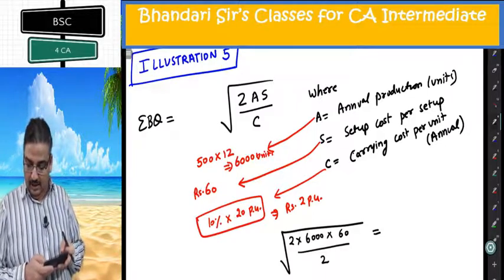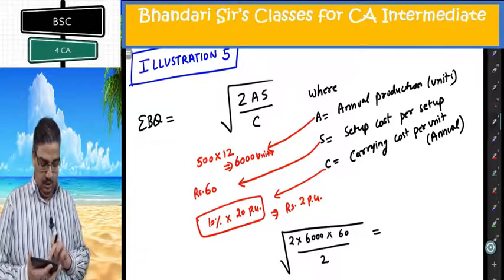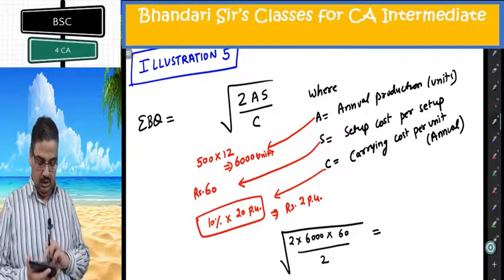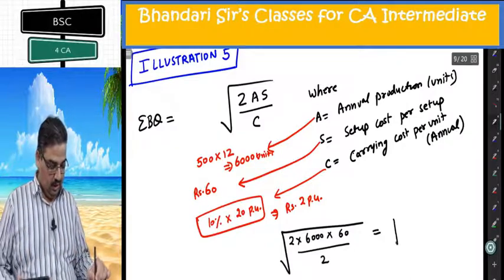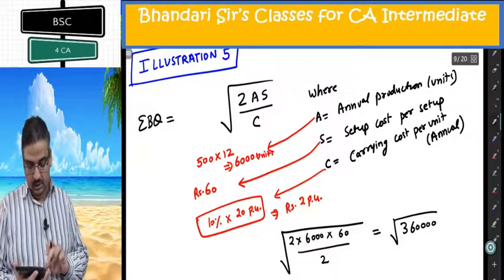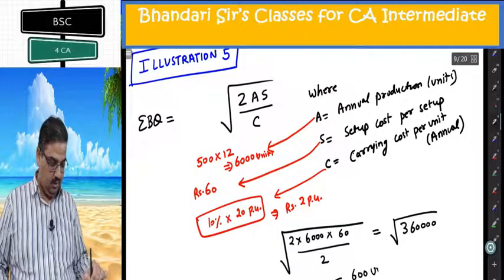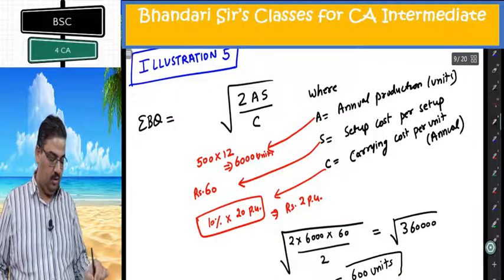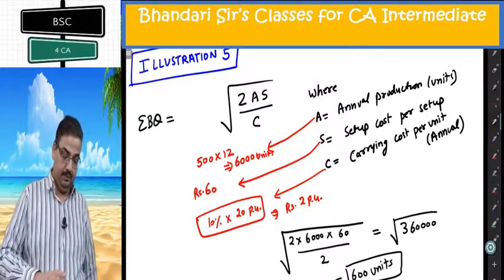So what I am getting there, 2 into 6,000 into 60 divided by 2 equal under root of 3,60,000. If I take under root there, I am getting 600 units. That is the answer for 2-3 marks for which illustration 5 was there.